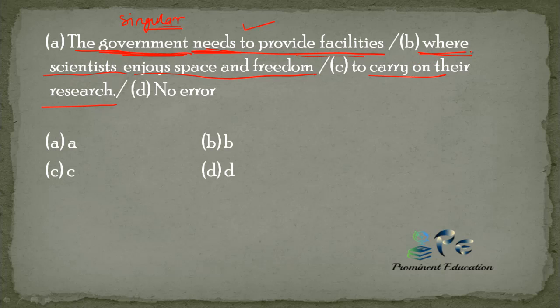Now let's move on to part B, where scientists enjoys space and freedom. When you look at this sentence, scientists here is another subject, which is plural. So to satisfy a plural subject, you need a plural helping verb. Enjoys here is singular, which is wrong. In place of enjoys, you must use enjoy. So this part has an error. So the answer of this question is part B.